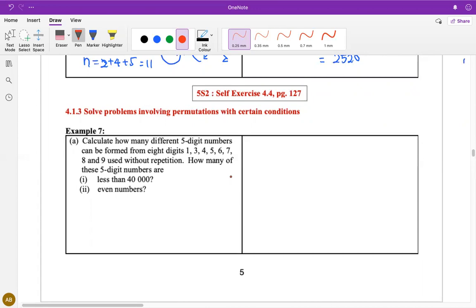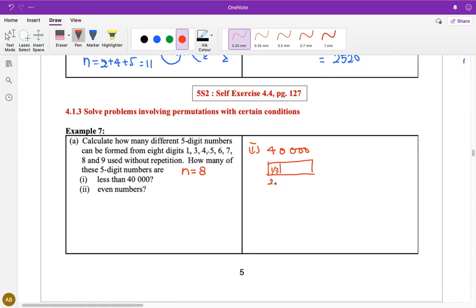Okay, 1, 3, 4, 5. So what is n? 1, 2, 3, 4, 5, 6, 7, 8. So n is 8. So less than 40,000, the first digit must be less than 4, right? That means there are 1 and 3 only.